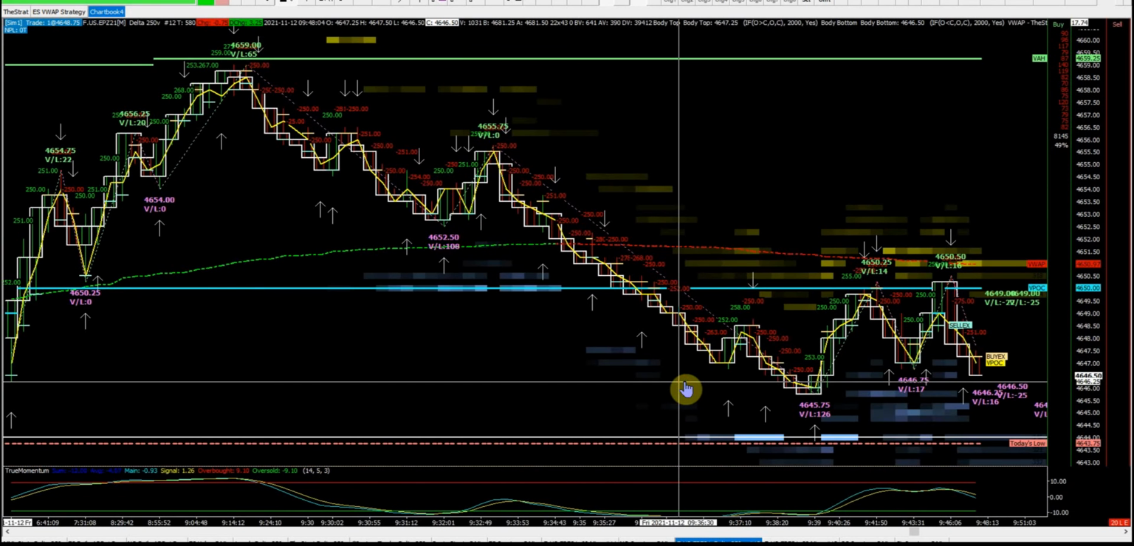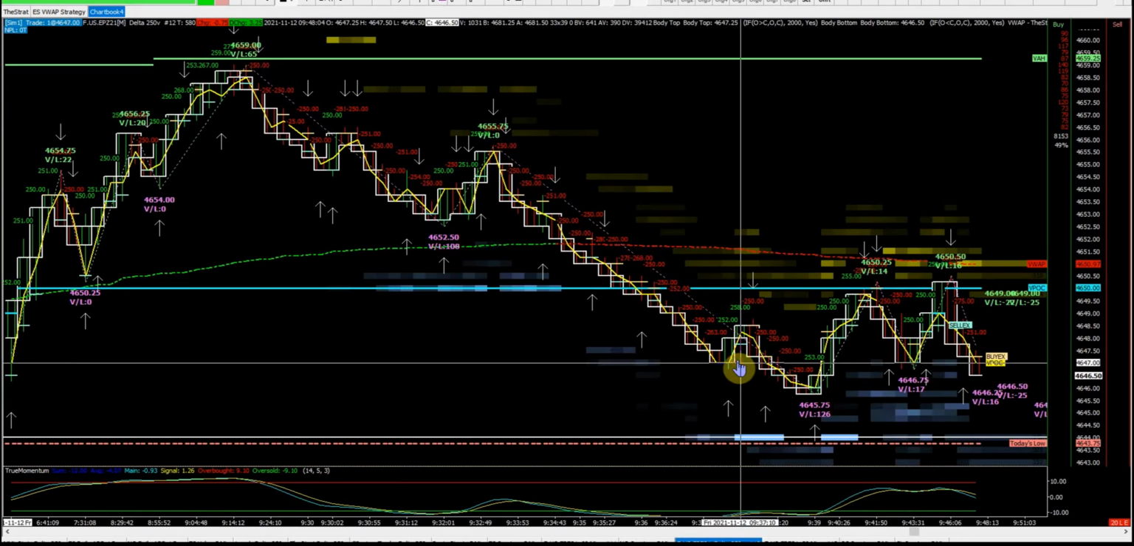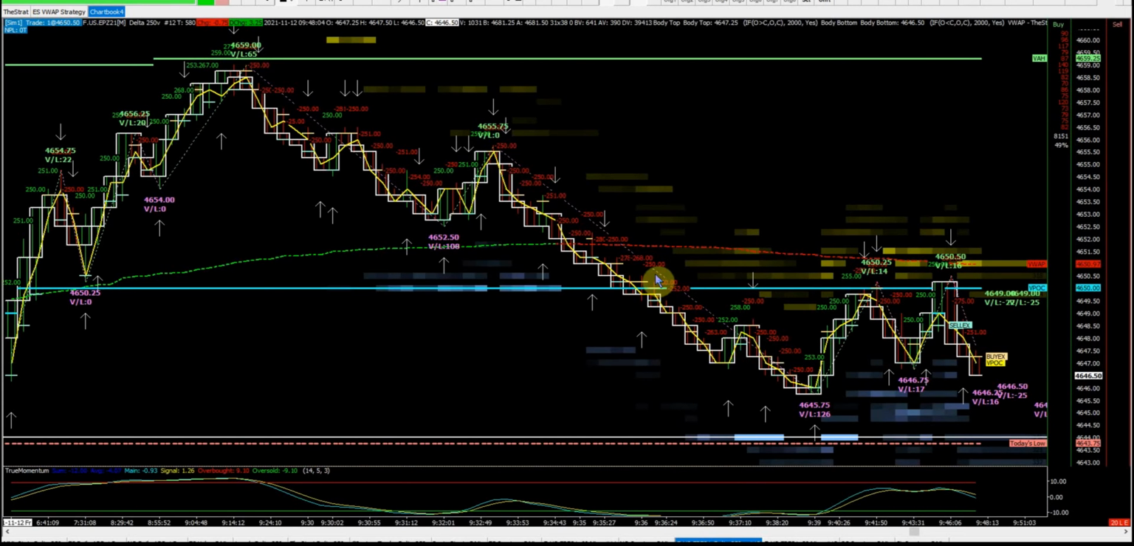Move this up a little bit. Okay, are we done with the short? Maybe so. It certainly looks like, at least for this swing, we may be. So here's VWAP down at the bottom of the candle.